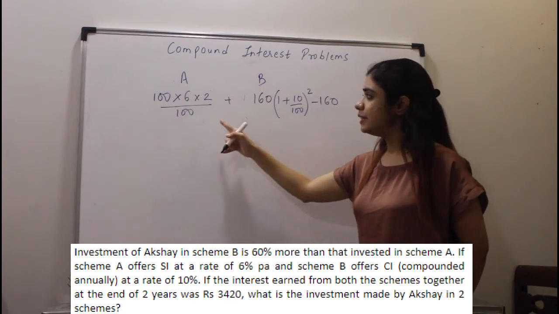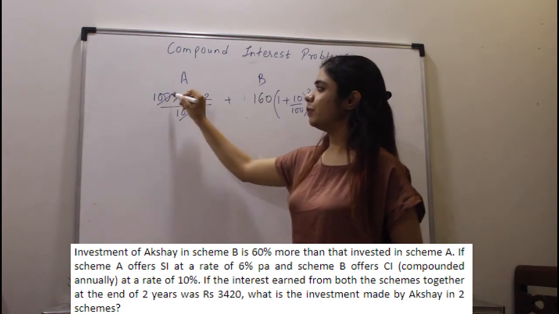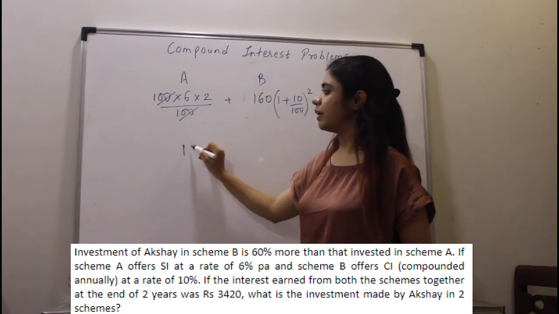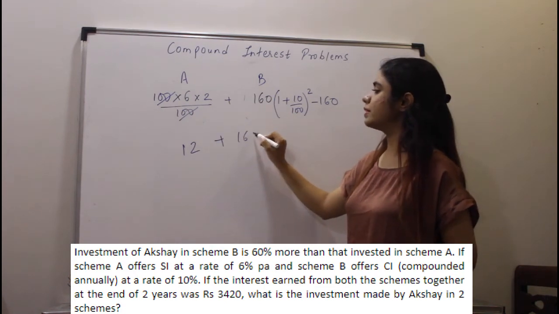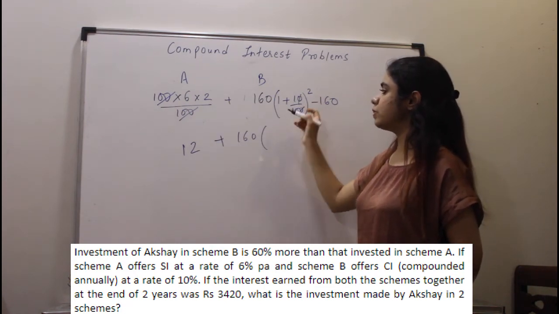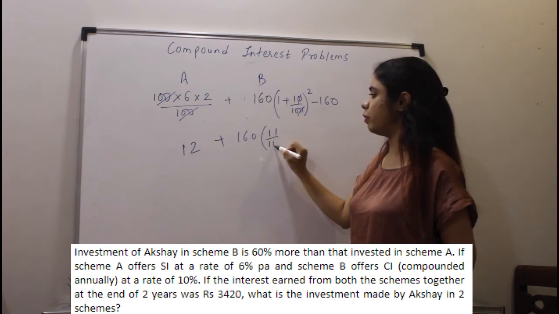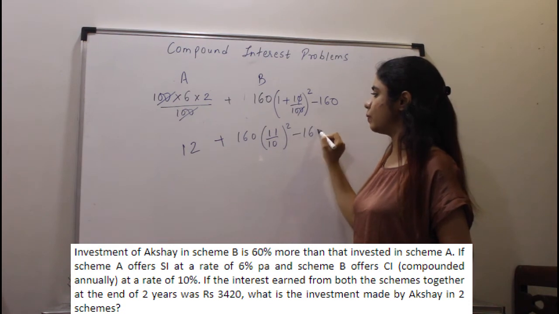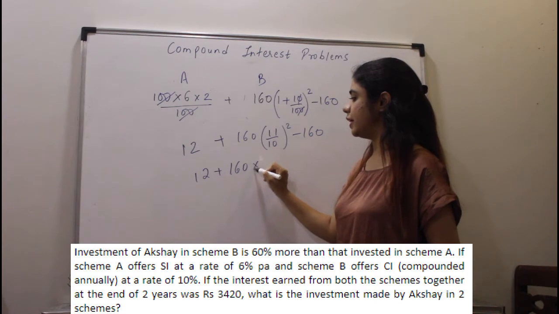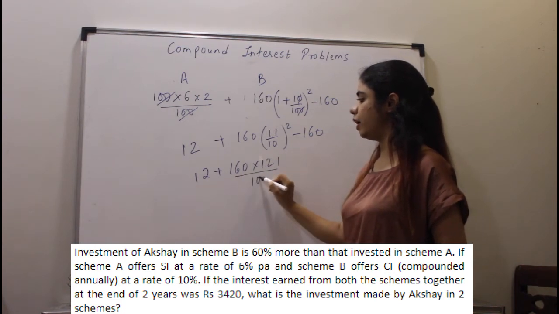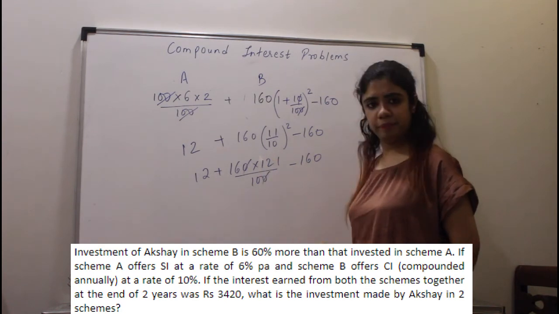ठीक है? We'll calculate this total addition first. So this 100 will get cancelled. This value becomes 12 plus, this will be what? This will be 160 into 11 upon 10 ka square. So that is 11 upon 10 square minus 160. So this will be 12 plus 160 into 121 upon 100 minus 160. 0 cancel हो गया. ठीक है?